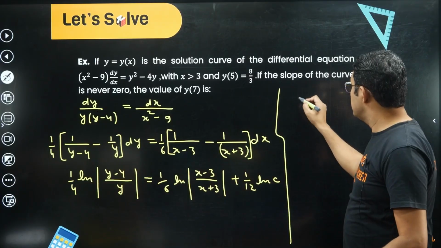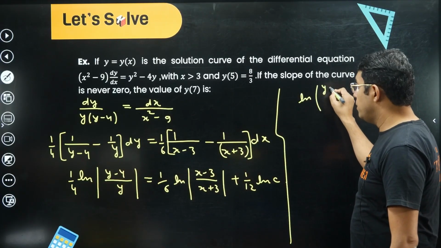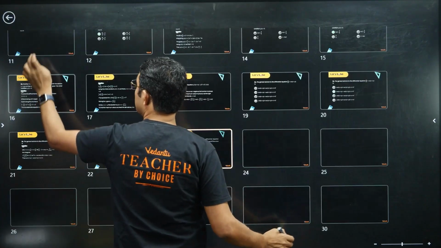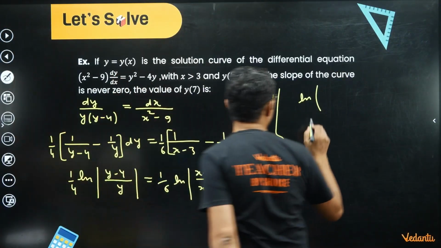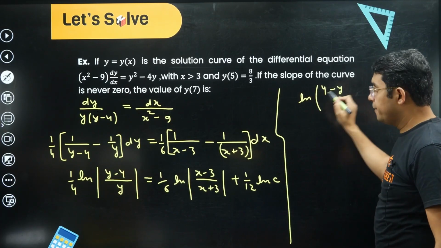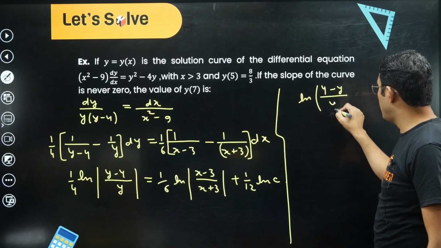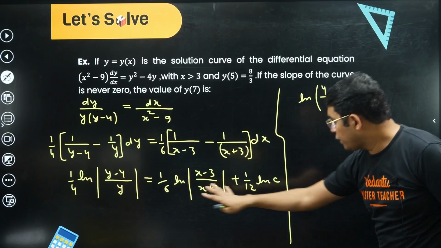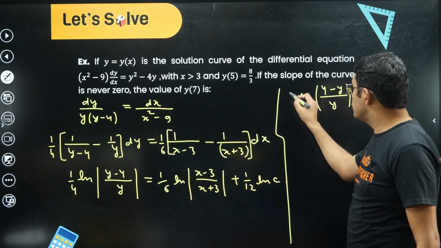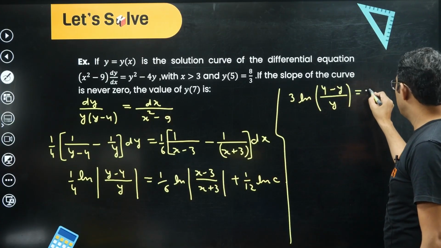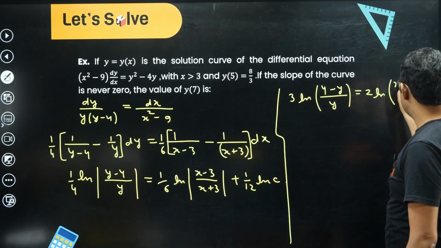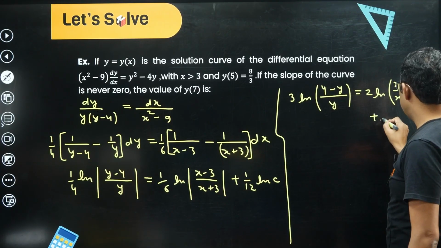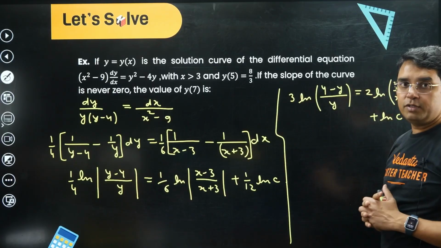So this will be written as ln of (4 minus y) upon y, because the job of the mod is to make it positive, which it will be if we take it like this. And I am also multiplying the entire thing by 12, so it will be 3 here, and that is equal to 2 ln of (x minus 3) upon (x plus 3) plus ln c. So this is the solution of this differential equation.